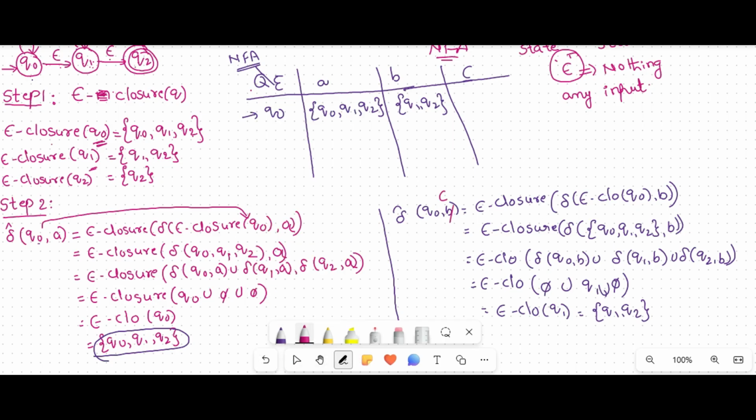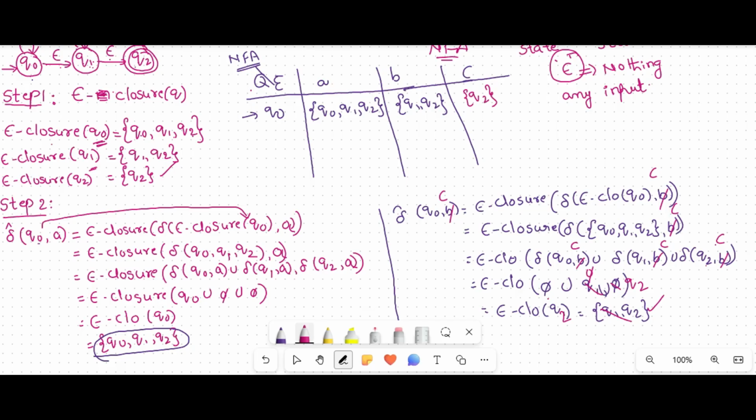Similarly, Q0 with C is phi. Q1 with C is phi. Q2 with C is Q2. So epsilon closure of Q2 is Q2 only. So here it is Q2. Hope you understand that.